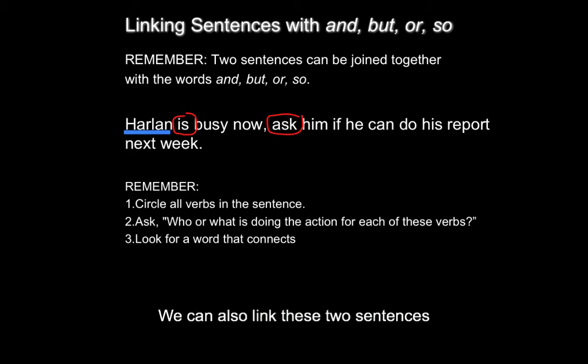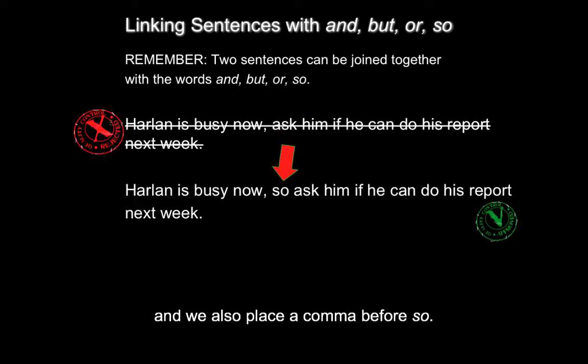We can also link these 2 sentences with one of the words we're studying here. And because these 2 sentences express a cause and effect relationship, because Harlan being busy is what causes the request that he be asked to do the report next week, the word so is the best one to use. So is placed in between the 2 sentences, and we also place a comma before so.